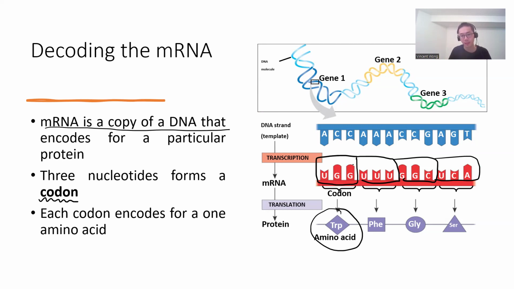They all have their short form. You don't have to know their full name. It's just easier for me to say the full name. So UGG codes for tryptophan, and UUU codes for phenylalanine, and so on. Every 3 nucleotides grouped together is a codon, and the codon tells us what amino acid to put together when we build the protein.